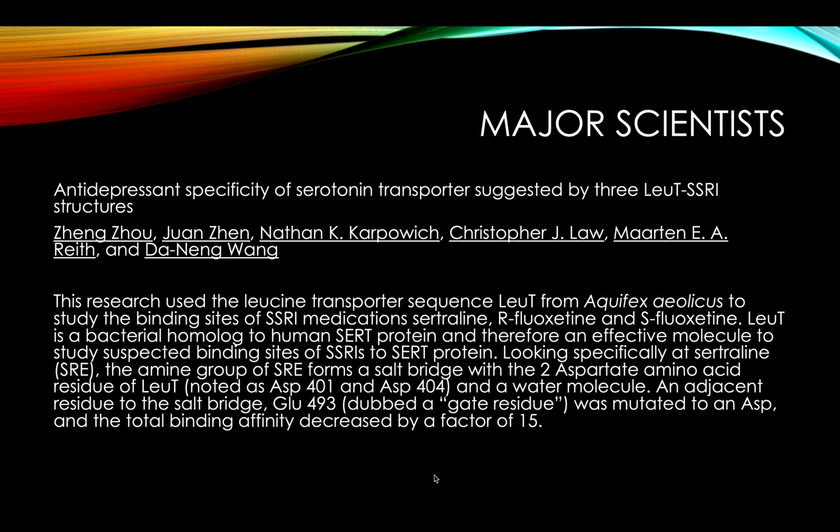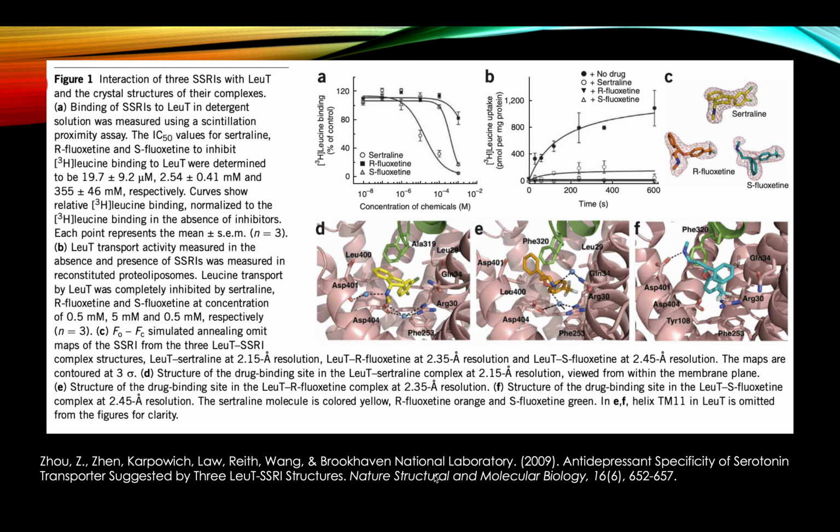So this amino acid residue was mutated to an aspartate, and it was found that the total binding affinity decreased by a factor of 15. Now, the significance of a study like this is if you can alter the amino acid residues used in a protein and show a change in the overall binding affinity or energy or conformation of the protein, then you have shown that the amino acids specific to the wild type do play a role in the binding of the ligand initially.